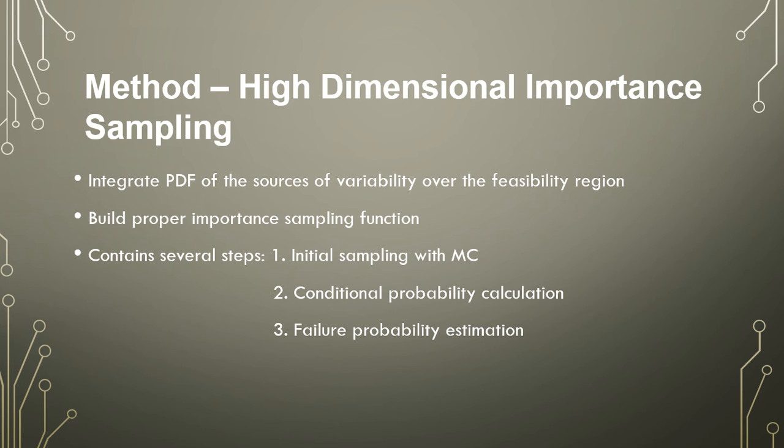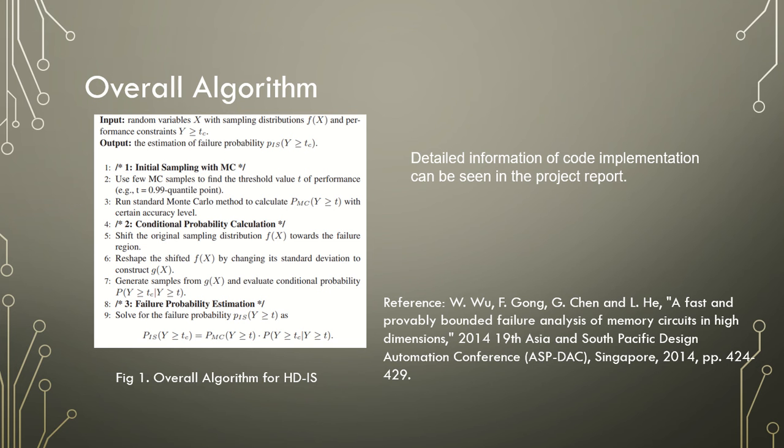As you can see here, the overall algorithm consists of several steps. First, we need to do initial sampling with MC. Second, we need to calculate the conditional probability. And third, we need to use MATLAB to perform the failure probability estimation. The overall algorithm can also be seen in Figure 1.